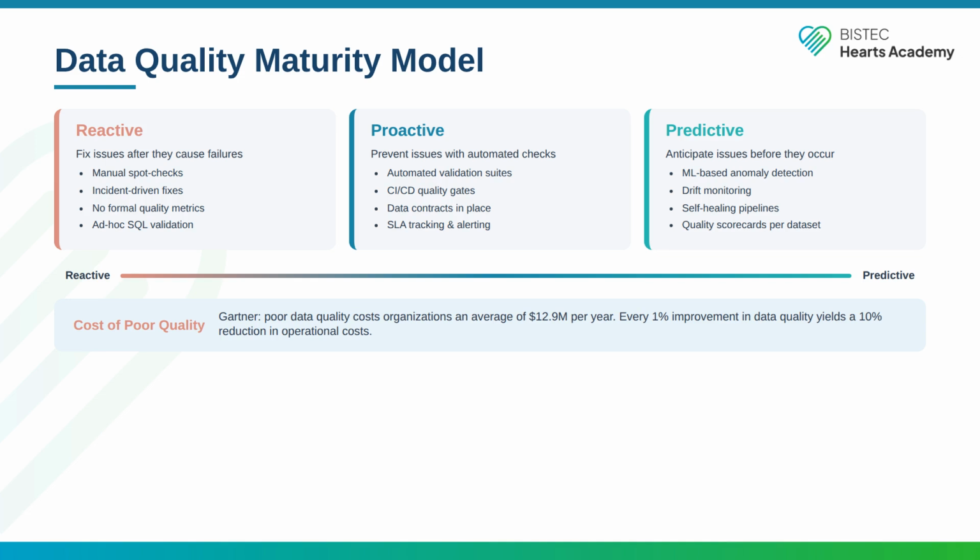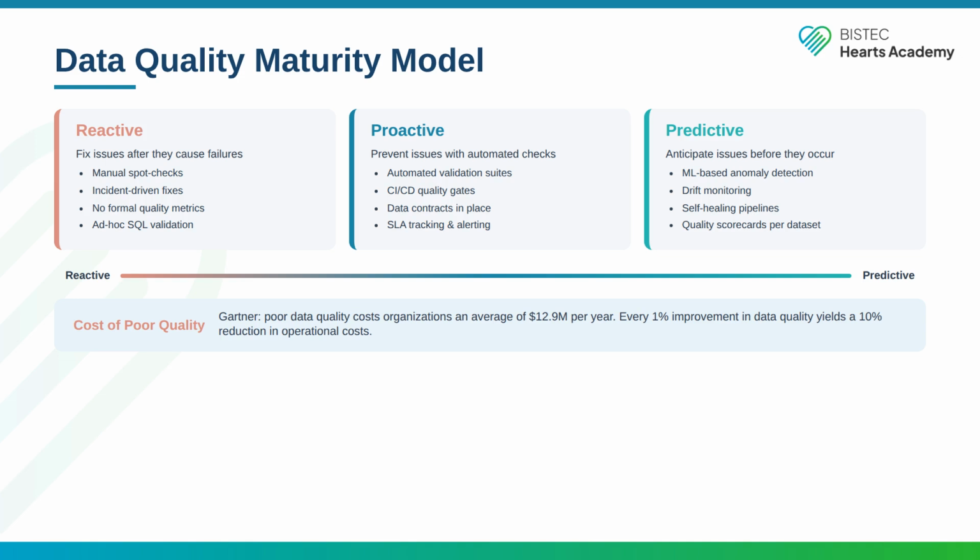Predictive is the aspirational state. You use machine learning to detect anomalies before they cause failures. Drift monitoring catches gradual degradation. Self-healing pipelines automatically retry or quarantine bad data. Quality scorecards give each dataset a health rating.